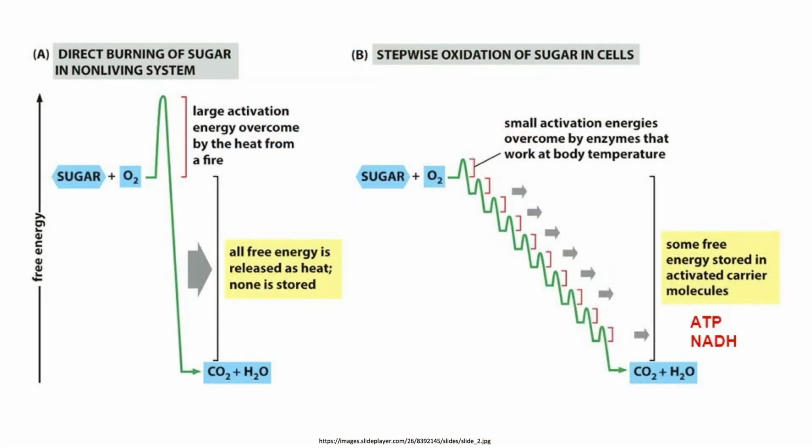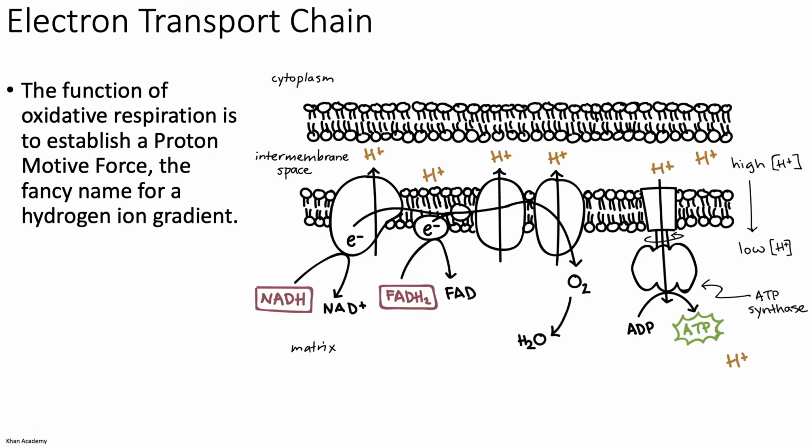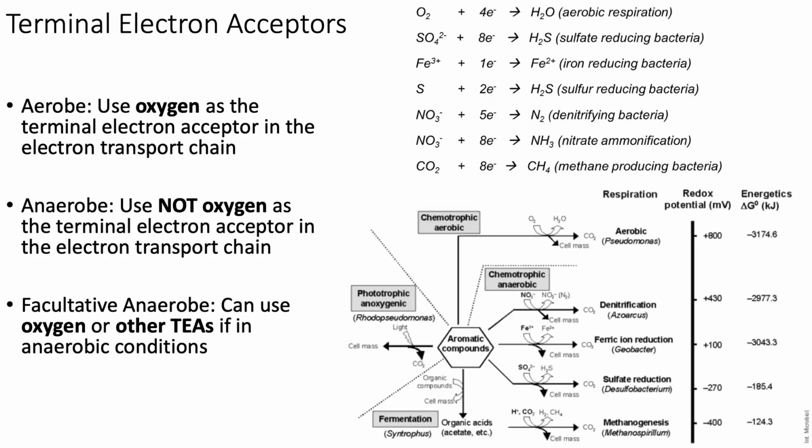So if we back up real quick, back to this process, we know that oxygen is our terminal electron acceptor. Not all creatures on the planet need to use oxygen as their terminal electron acceptor. So we need to talk about alternative terminal electron acceptors. If you're an aerobe, that means you use oxygen as your terminal electron acceptor. So animals are aerobes, humans are aerobes, lots of bacteria are aerobes.